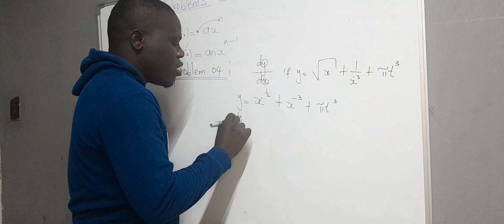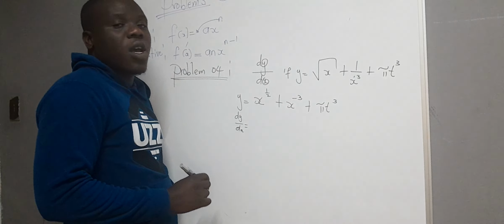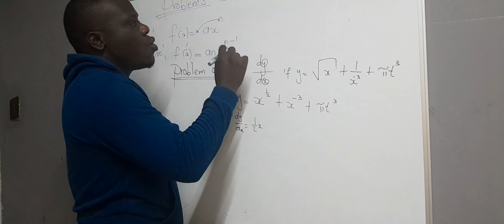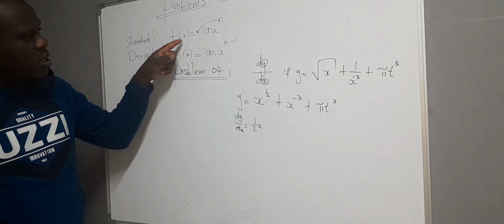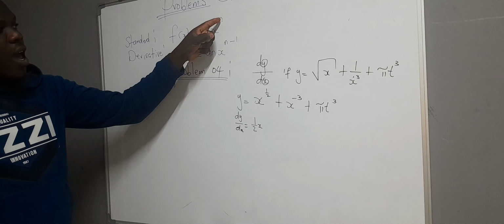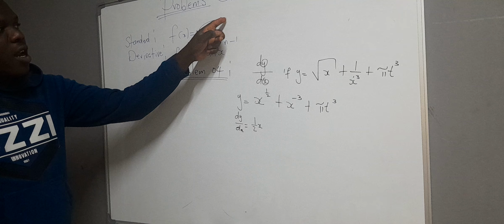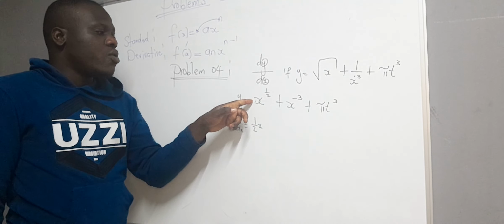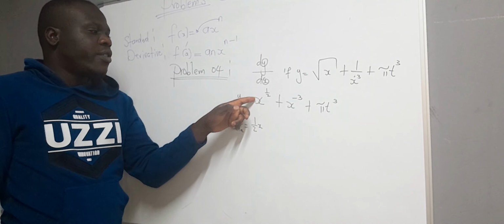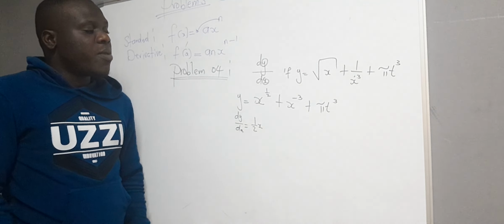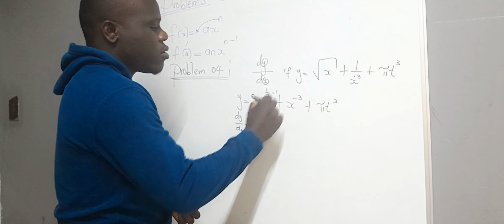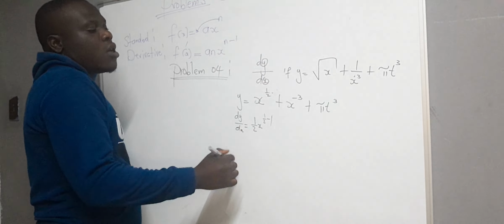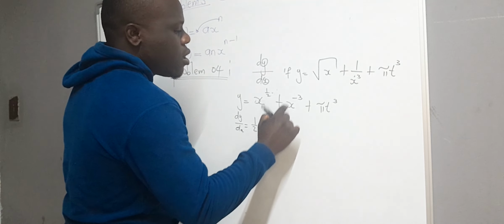Then it's time to derive. Dy over dx equals, this must come down. You are going to have half x. So you know we need to apply this. Since it's in standard form, what do you derive? N must come and multiply the constant, and you must minus 1, which is what we have done there. So this must come down. The constant is 1. Half times 1 is half. And then you must minus 1. So we are going to say half minus 1. Then this must come down.